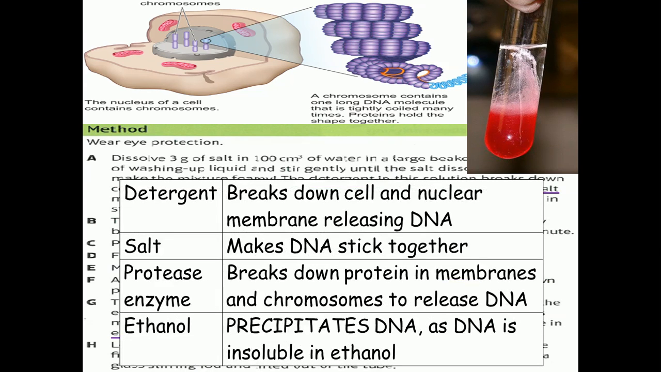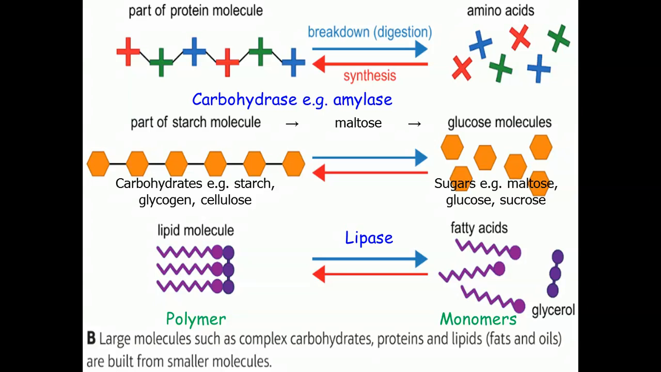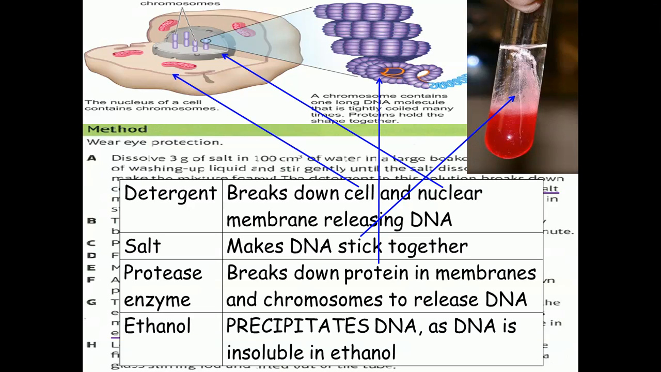The detergent is used to break down the nuclear membrane, and this releases the DNA from the nucleus. Salt makes the DNA stick together so that it is visible for us to see. The protease enzyme, we know, is an enzyme that breaks down proteins into amino acids. So we can use protease to break down the protein in the chromosome to release the DNA.